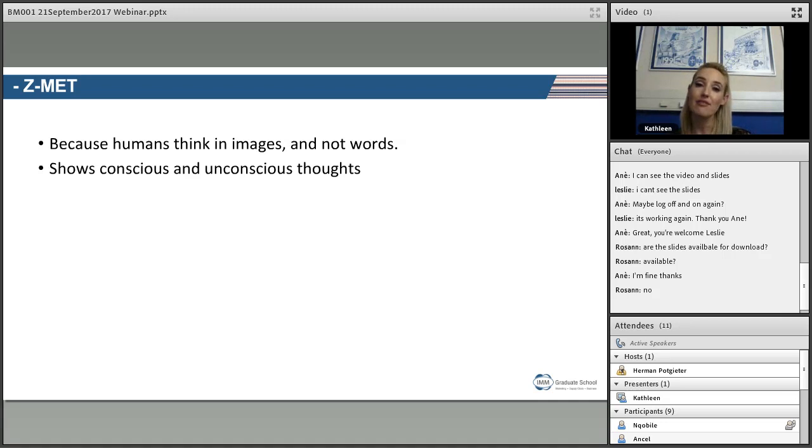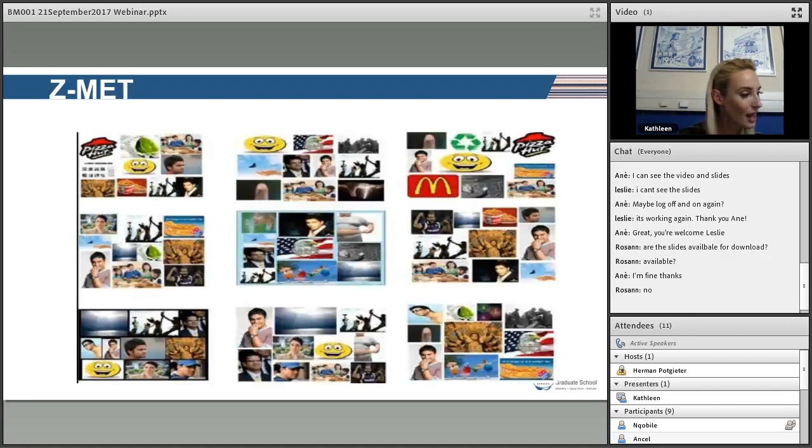The next qualitative method that is discussed within your textbook is the Z-MET method. It's called the Z-MET method because it was developed by a researcher whose surname was Zaltman. Z-MET stands for the Zaltman metaphor elicitation technique. Zaltman came up with this technique because as humans, we don't think in words, we think in images. And these images show a combination of our conscious and our unconscious thoughts.